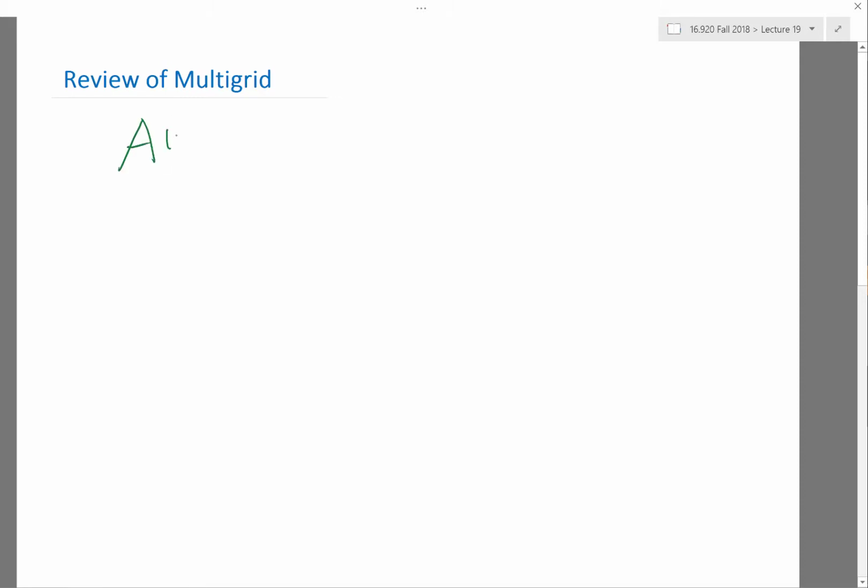So basically, we're trying to solve AU equal to B. But now we have an A of UK that is not exactly equal to B. It's equal to B minus a residual RK. So RK, being equal to A times UK minus B, or in this case B minus A times UK, is basically how much the equation is not satisfied.